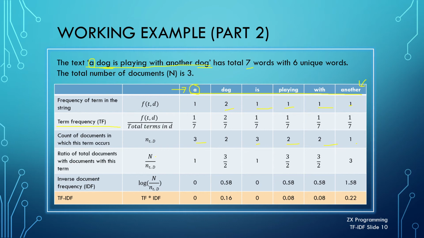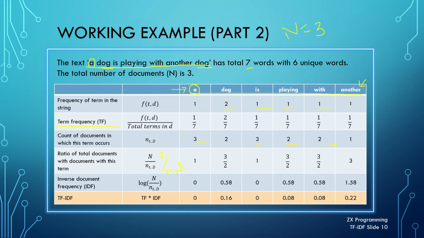Now capital N equals 3, since we have 3 text data in our data set. So we calculate this fraction, which is basically 3 divided by n_t of d. So 3 divided by 3 equals 1. 3 divided by 2 equals 3 by 2. 3 divided by 3 equals 1. 3 divided by 2 equals 3 by 2, and so on.